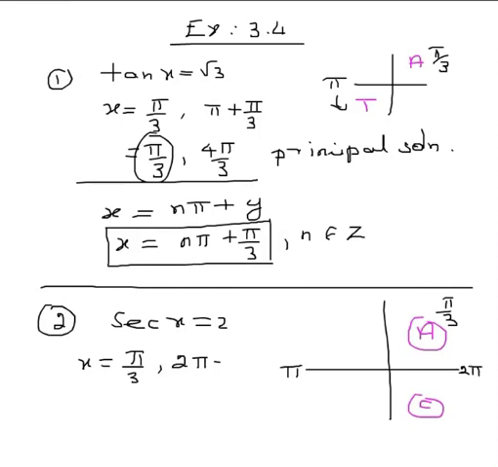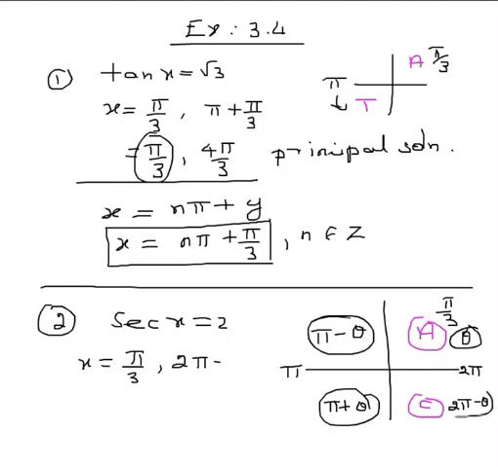If it is the first quadrant angle, we take it as theta, which is the base angle. If it is in the second quadrant, we write pi minus the base angle, pi minus theta. If it is in the third quadrant, we write pi plus theta. If it is in the fourth quadrant, we write 2 pi minus theta. So 2 pi minus pi by 3. Therefore, the principal solutions are pi by 3 and 5 pi by 3. These are the principal solutions.